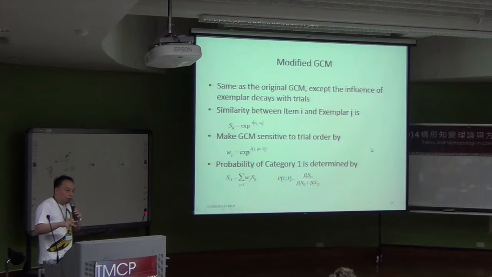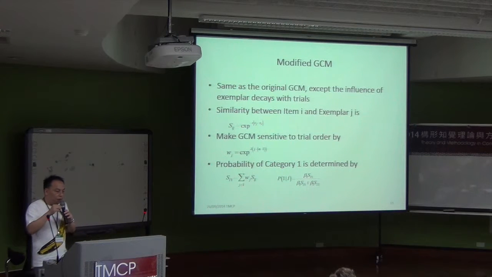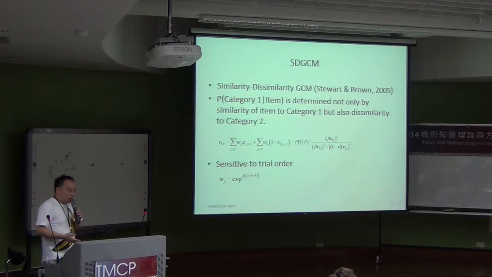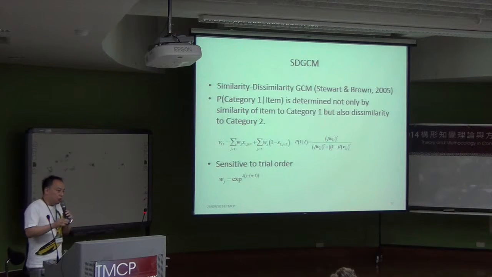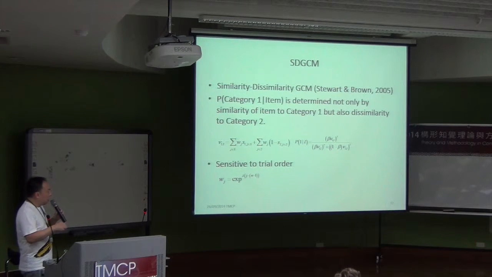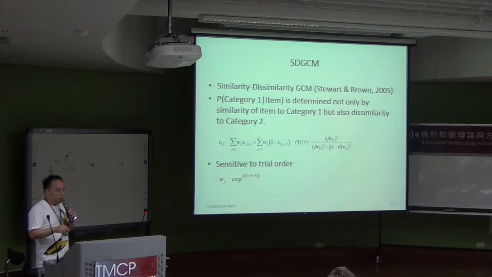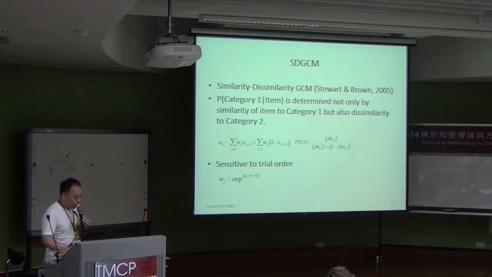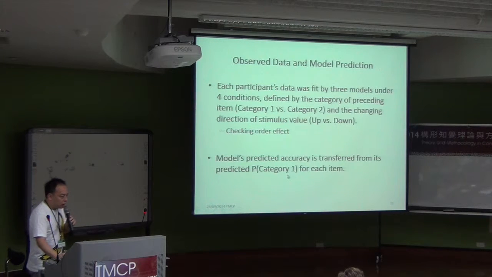Right. All right. Modified GCM is actually just the GCM, except I made the influence of example decay along the trial numbers. And SDGCM is actually the model proposed by Stewart and Brown, which is based on GCM, but in addition to the similarity, this similarity is also used for people to make the correlation, and this model is also sensitive to trial order.